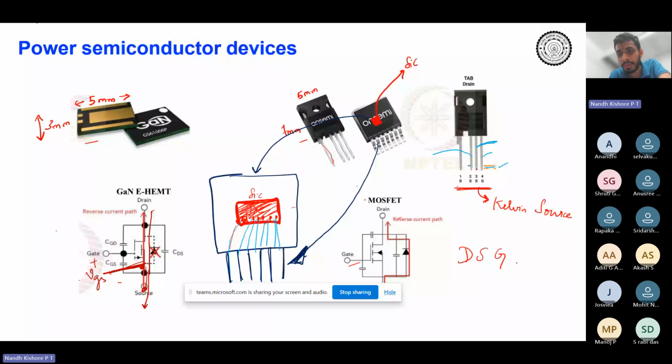Do you understand? Do you follow what is Kelvin source? The source terminal which is closer to the gate, so that the path length is much lesser. That is called Kelvin source, and this is the power source. The drain source current will flow something like this through the die and then it will go like this. Do you understand what is Kelvin source?